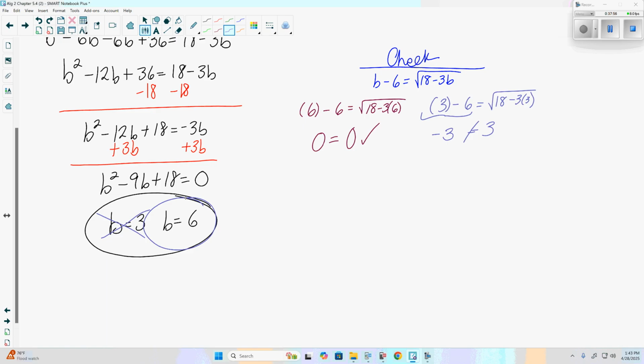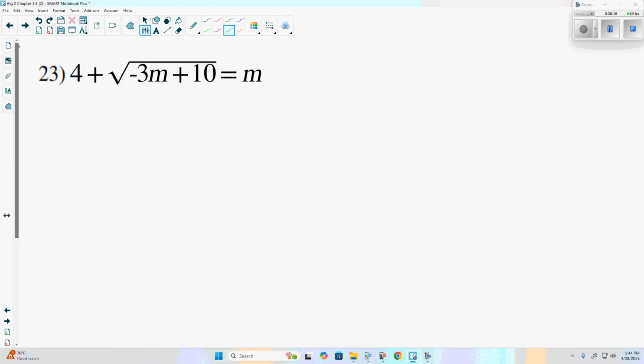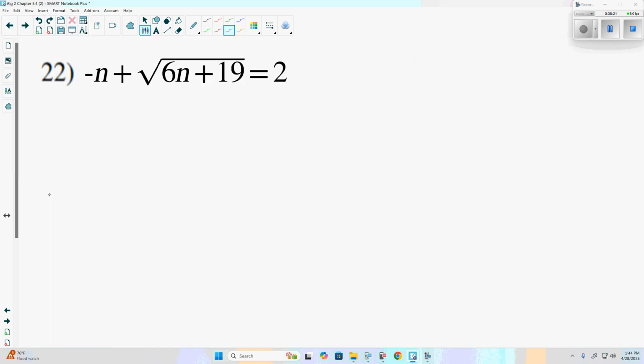It could work out that both solutions do work. In most of the ones we've done, it's only been one, but there's nothing stopping us from having two solutions. It's just most of the ones we've had don't have two solutions. Questions on this here? 23 or 22, which one do y'all want to look at?